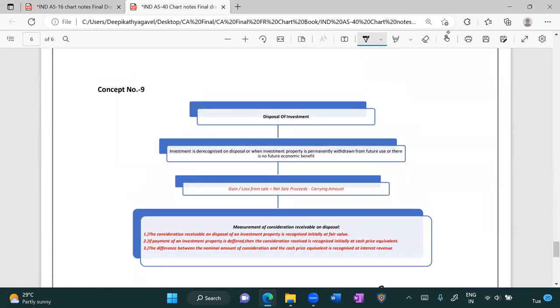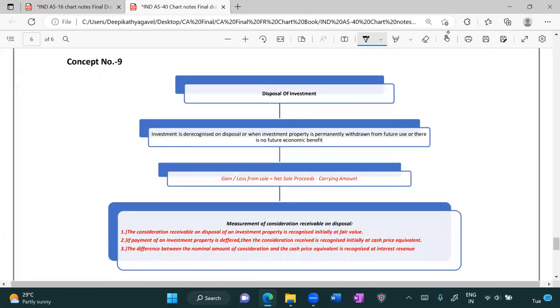The next concept is disposal of investment. Investment will be derecognized on disposal. Obviously, I will derecognize it from my books when the investment is being disposed, right? It will be permanently withdrawn. The property is permanently withdrawn from use, and there is no future economic benefit.